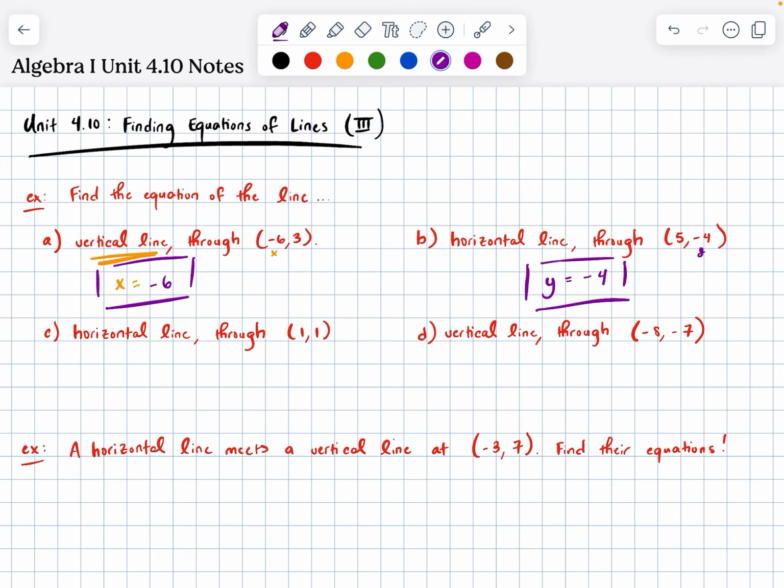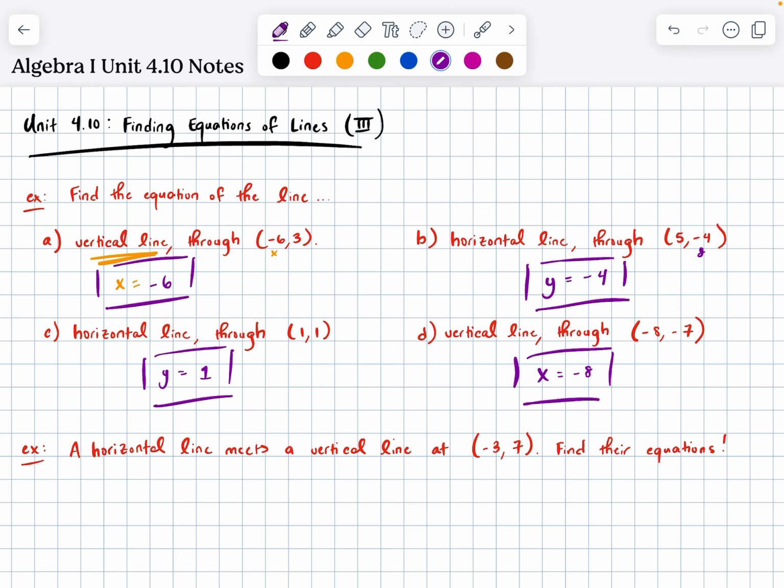Same idea here, horizontal line through 1, 1. Well, again, horizontal lines happen when y is by itself. I know here I'm passing through the y value of 1, so y equals 1 is my equation. And then same thing, vertical line through -8, -7. Vertical lines happen when x is by itself. Here the x coordinate of my point is -8.